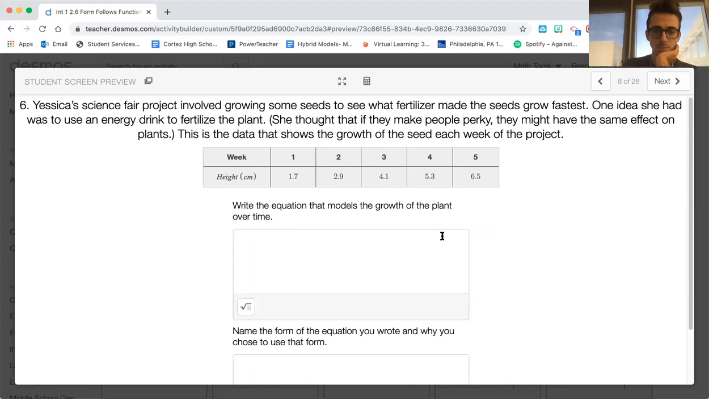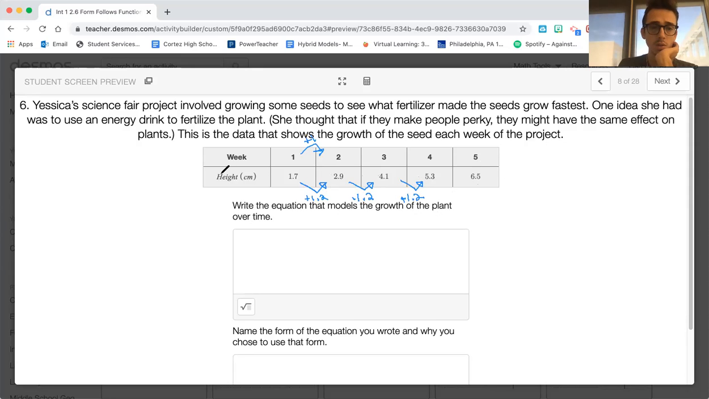All right. Well, now we have a table. So immediately I'm going to think out what's the change from here to here, and is that consistent? So this is definitely adding 1.2. Is this also adding 1.2? Sure is. Sure is here. Okay, so it just keeps on adding 1.2 every time we add a week. So that's nice. What's the equation that models the growth of the plants over time?